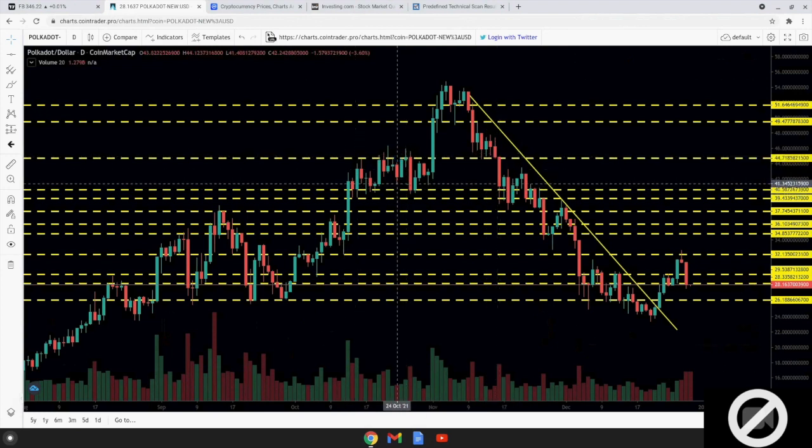Same thing here. This is the next support. Come over, come over, come over. Once it finally closes below it, it goes down. Same thing here. The wicks right here touching. Go over, go over, go over. Do the same thing. Close below it, it goes down.